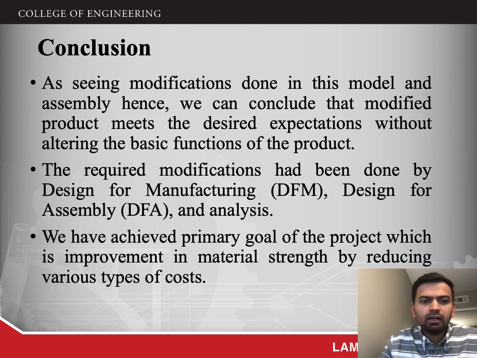Conclusion. Seeing the modifications done in the model and assembly, we can conclude that the modified product meets the desired expectations without altering the basic functions of the product. The required modifications have been done by design for manufacturing, design for assembly and analysis. We have achieved the primary goal of the project, which is improvement in material strength while reducing various types of cost.